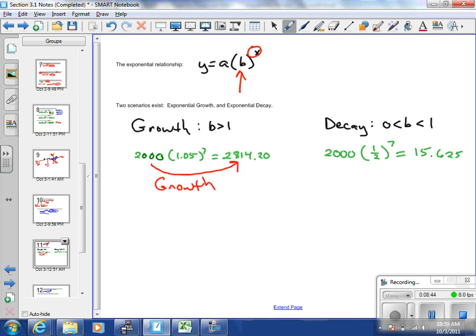On the other hand, say that you made a bad investment, and every month you lost half of your dollar value, and that continued for 7 months. What would you have left after 7 months? Well, you take half of it 7 times. If you type this in, you get $15.63. The $2,000 became much smaller, so this is decay. And what's driving it is the number that we're multiplying by over and over. It's either bigger than 1, or it's a fraction between 0 and 1, and that's what constitutes growth and decay.